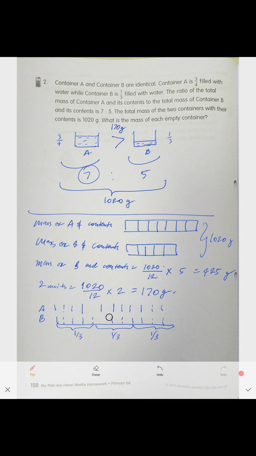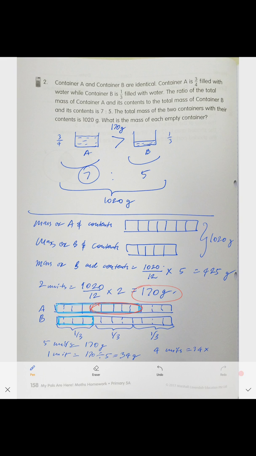Let me use another color. This is our difference, 5 units, and this is our difference, 5 units. So this is what we write. 5 units is 170 gram. So how much is 1 unit? 1 unit is 170 divided by 5, 34 gram. 34 gram. So how much is 4 units? 4 units is 34 times 4, 136 gram. And 4 units is this water inside B.